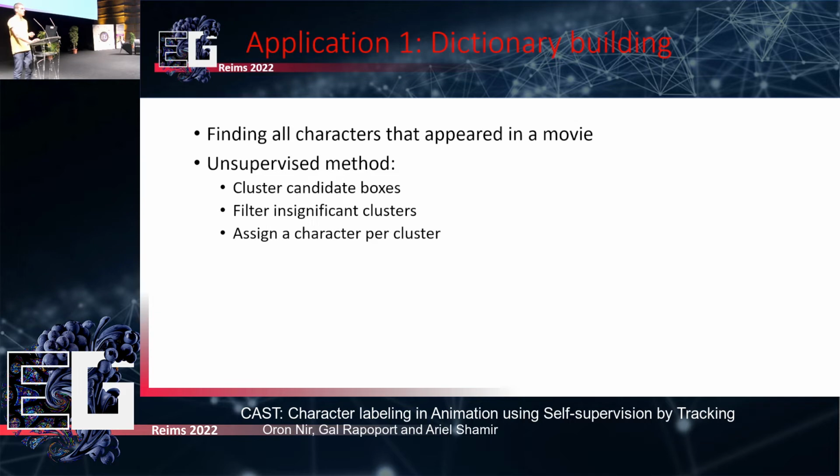The first application is dictionary building, meaning we take a video and we unsupervisedly get the complete cast of characters in this video. This unsupervised method requires clustering, filtering of insignificant examples, and assigns essentially a cluster per character.